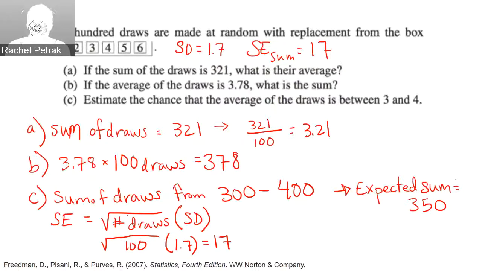So now that we have the standard error, we can easily estimate the chance of the average of draws between 3 and 4, because we can use the same process we did earlier. We can use our standard error to convert 300 and 400 to standard units and get the percentage of the curve that lies between those units.